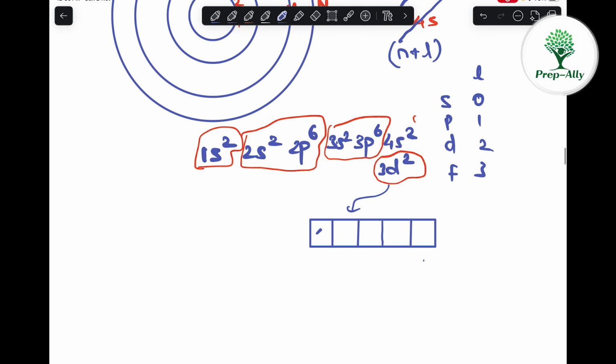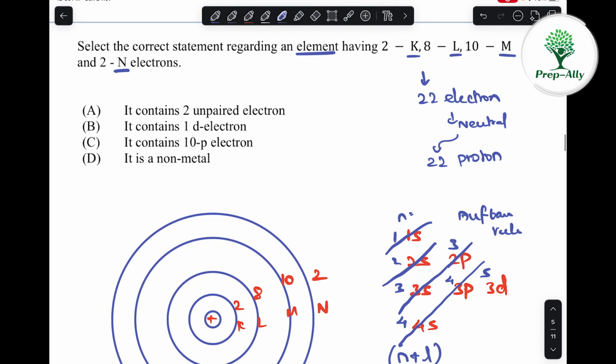So in this orbital, these 2 electrons are there. All other orbitals are filled. Filled means all other orbitals have completely filled and completely paired electrons. This d orbital will have 2 unpaired electrons. So it contains 2 unpaired electrons. Yes, it is going to contain 2 unpaired electrons, and thus 2 electrons will be in d. It is not 1, it is 2.